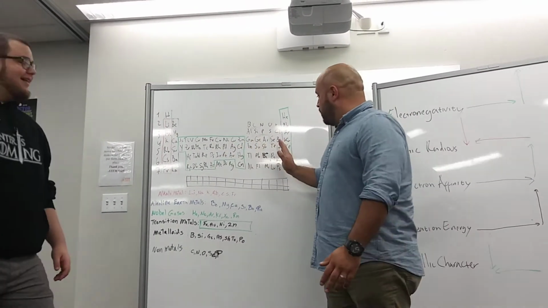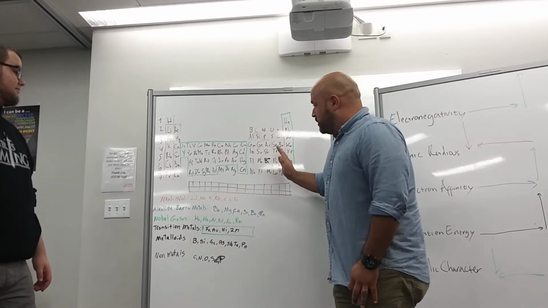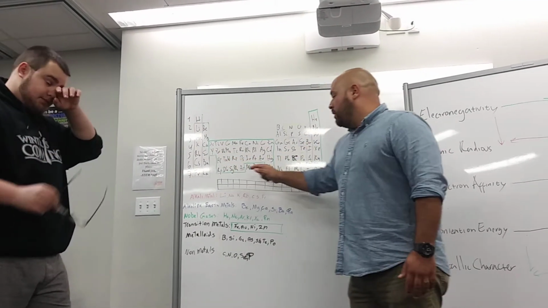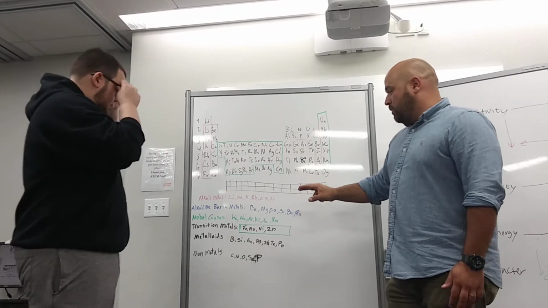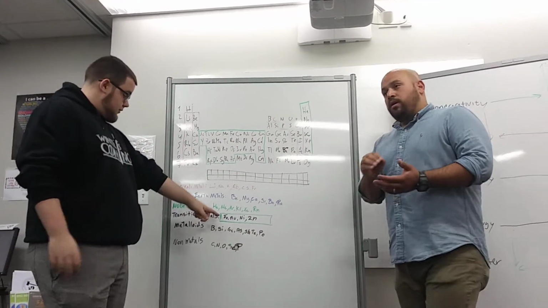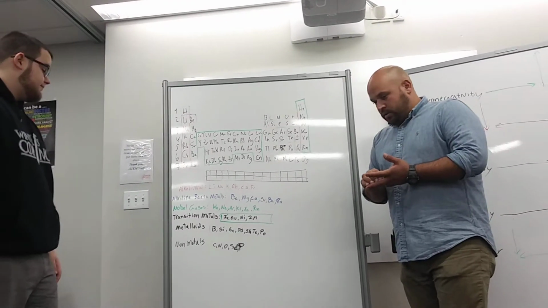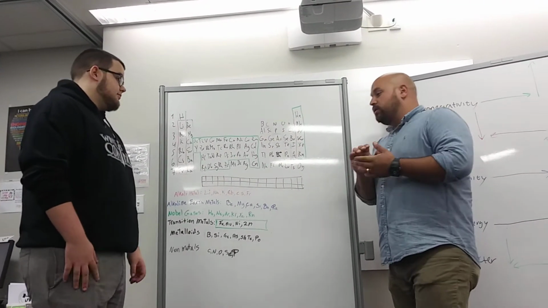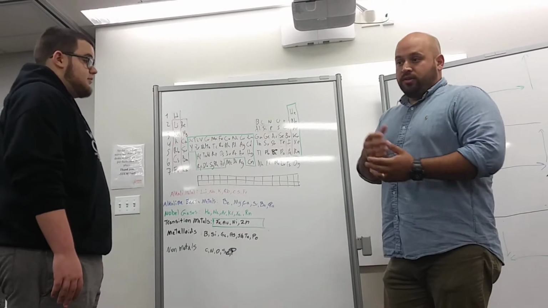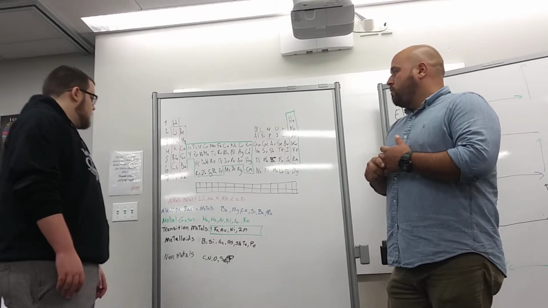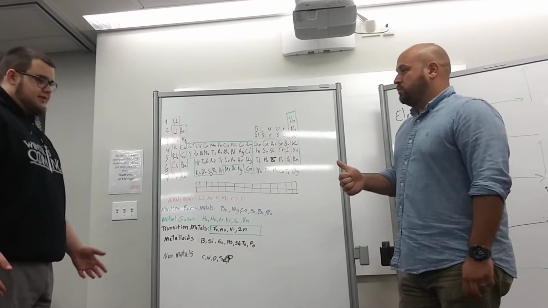Towards the middle, to the left of the metalloids, we have the transition metals. Most of them are hard, shiny, things like iron, nickel, gold, silver. They're usually metal, they're hard, they're shiny, they're solid.